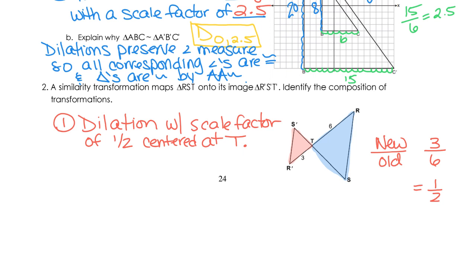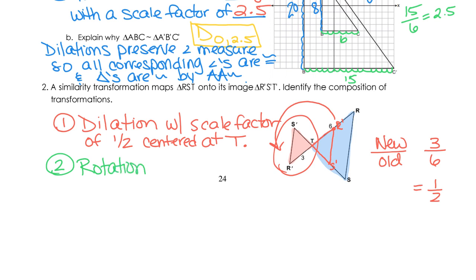All right, so let me show you what happens. If I mark half here and half here, this would be my new triangle. Okay, this would be R prime now, and this would be S prime. But you're going to notice to get it onto this triangle, we're going to have to take our triangle and turn it or rotate it. And so our second transformation would be a rotation.